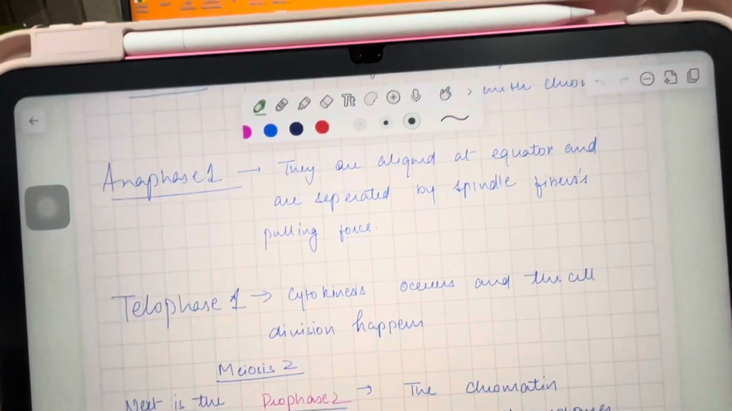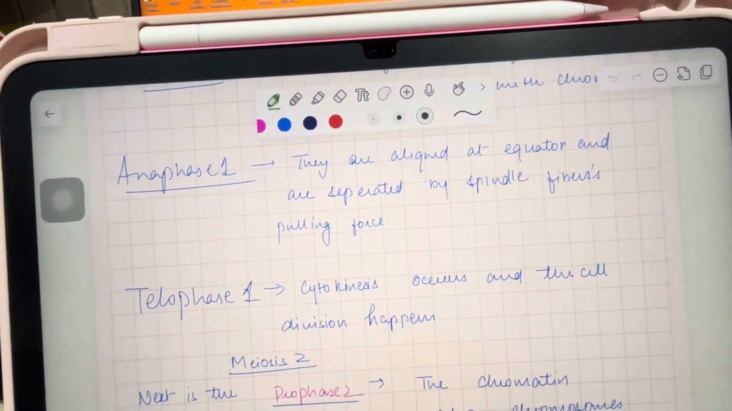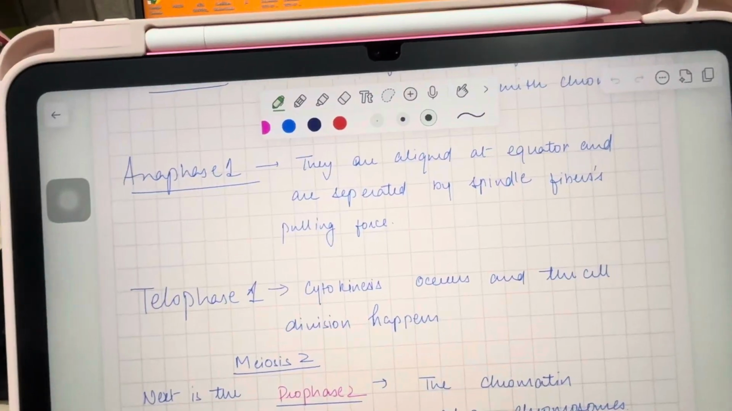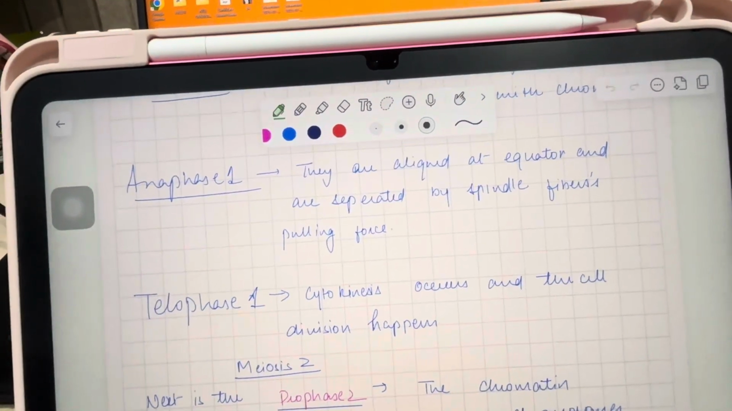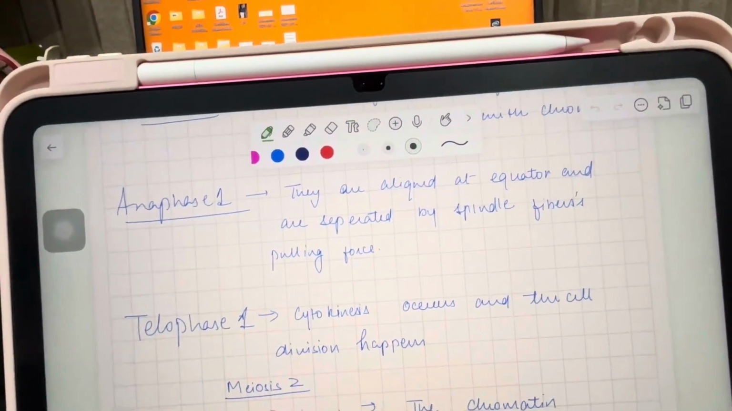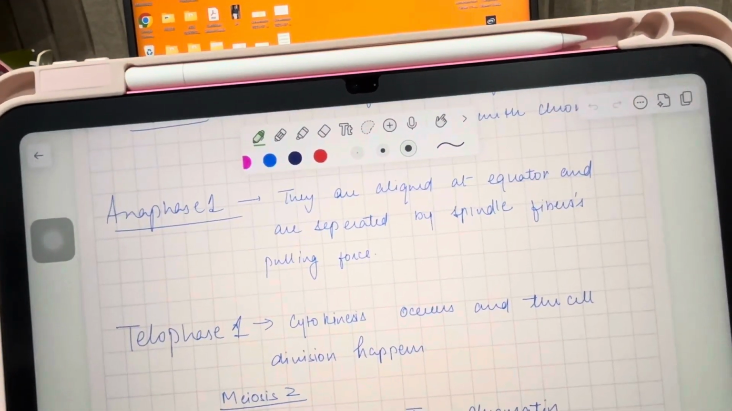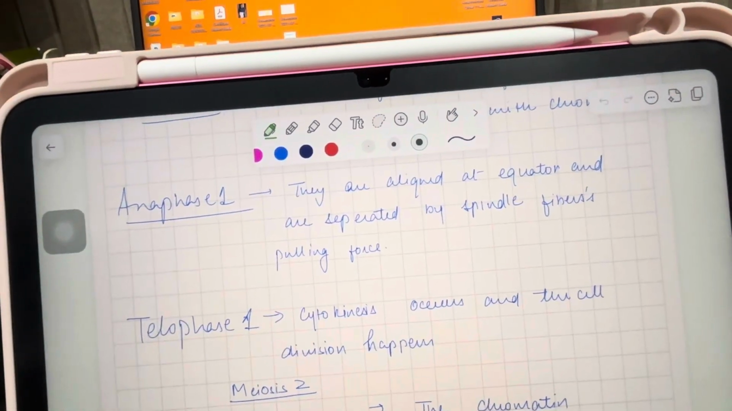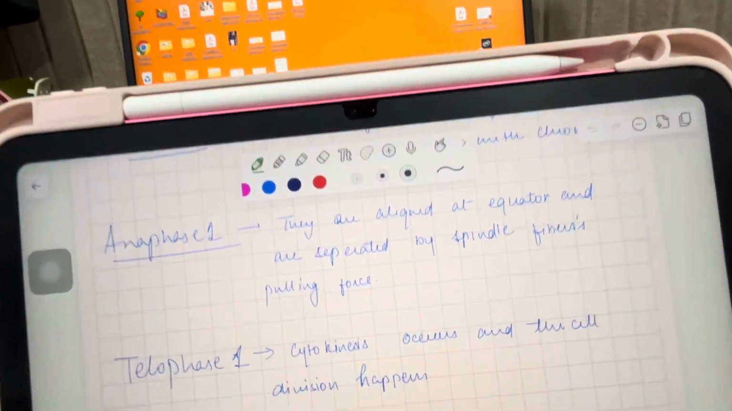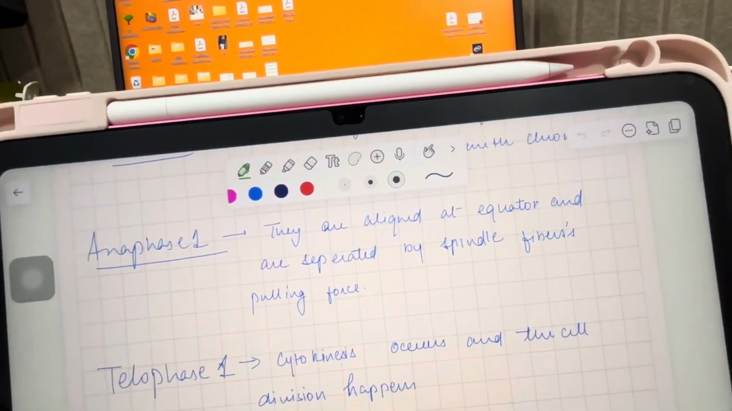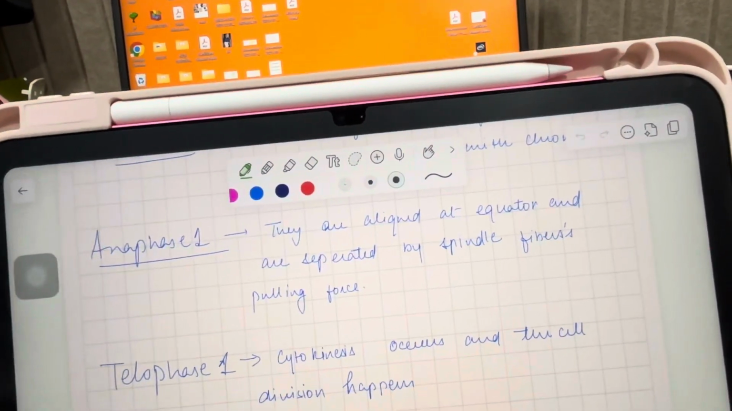As the spindle fibers pull them apart, 4 chromosomes are attached together, so a pair just gets pulled towards each pole. After that, telophase occurs, which is the same as in mitosis. The cell divides from the central part, and we have 2 different daughter cells. Because at the beginning there were 4 chromosomes attached together, and now they are separated, the daughter cells are not identical to each other.